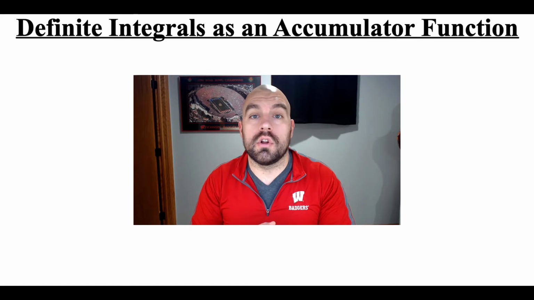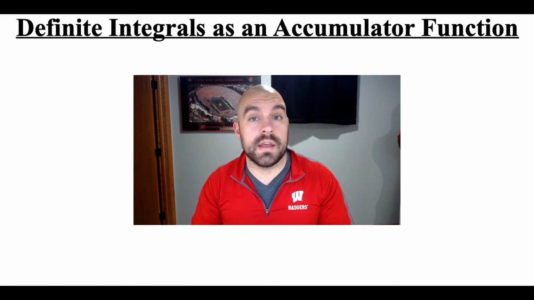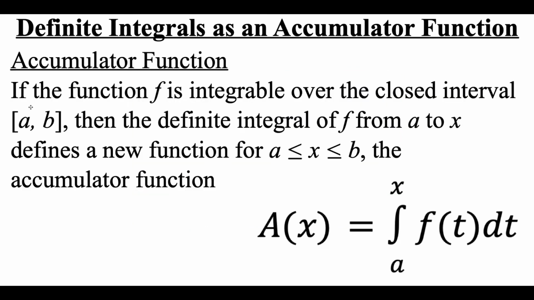In this video, we're going to look at definite integrals as an accumulator function. So if we've got a function f that is integrable over the closed interval from a to b, then the definite integral of our function f from a to x defines some new function for x values that are between the a and b values within our interval, and that's the accumulator function, which we can call A of x, and that's the definite integral from a to that x value of our function f of t dt.